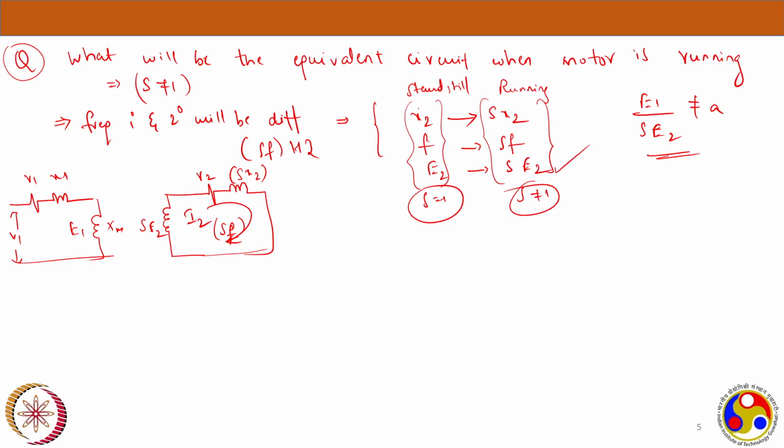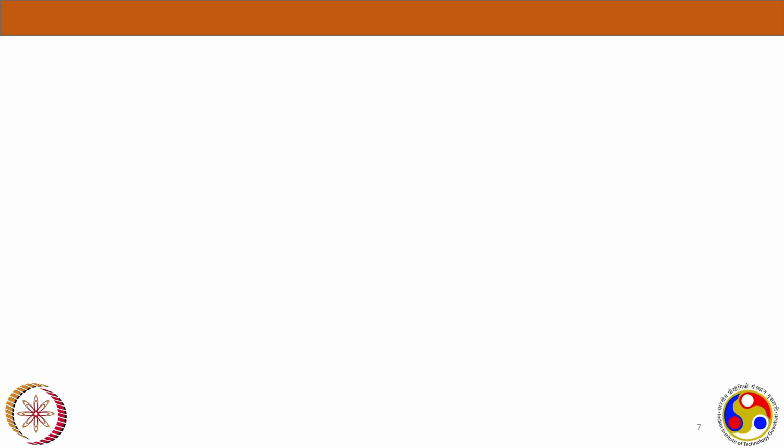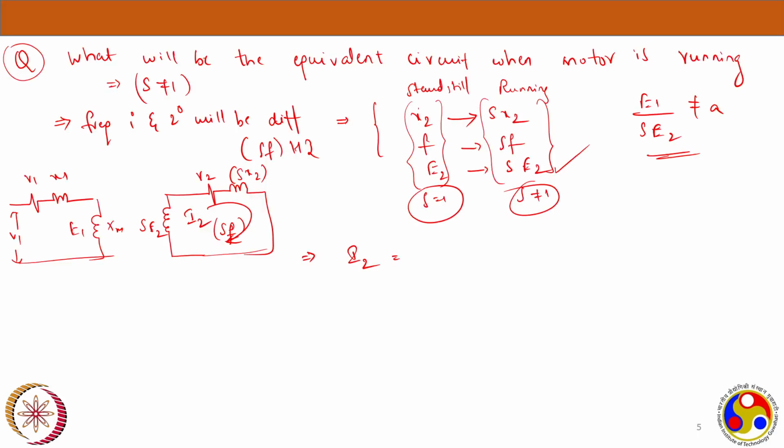So the first step we will be taking is to calculate the current. So let's see what the current is that is flowing in the secondary side. Now using just this KVL, you can tell me the value of I2 here. So I2 is nothing but the voltage divided by the entire impedance. So voltage is E2 here, divided by the impedance. Impedance is R2 plus jSX2.